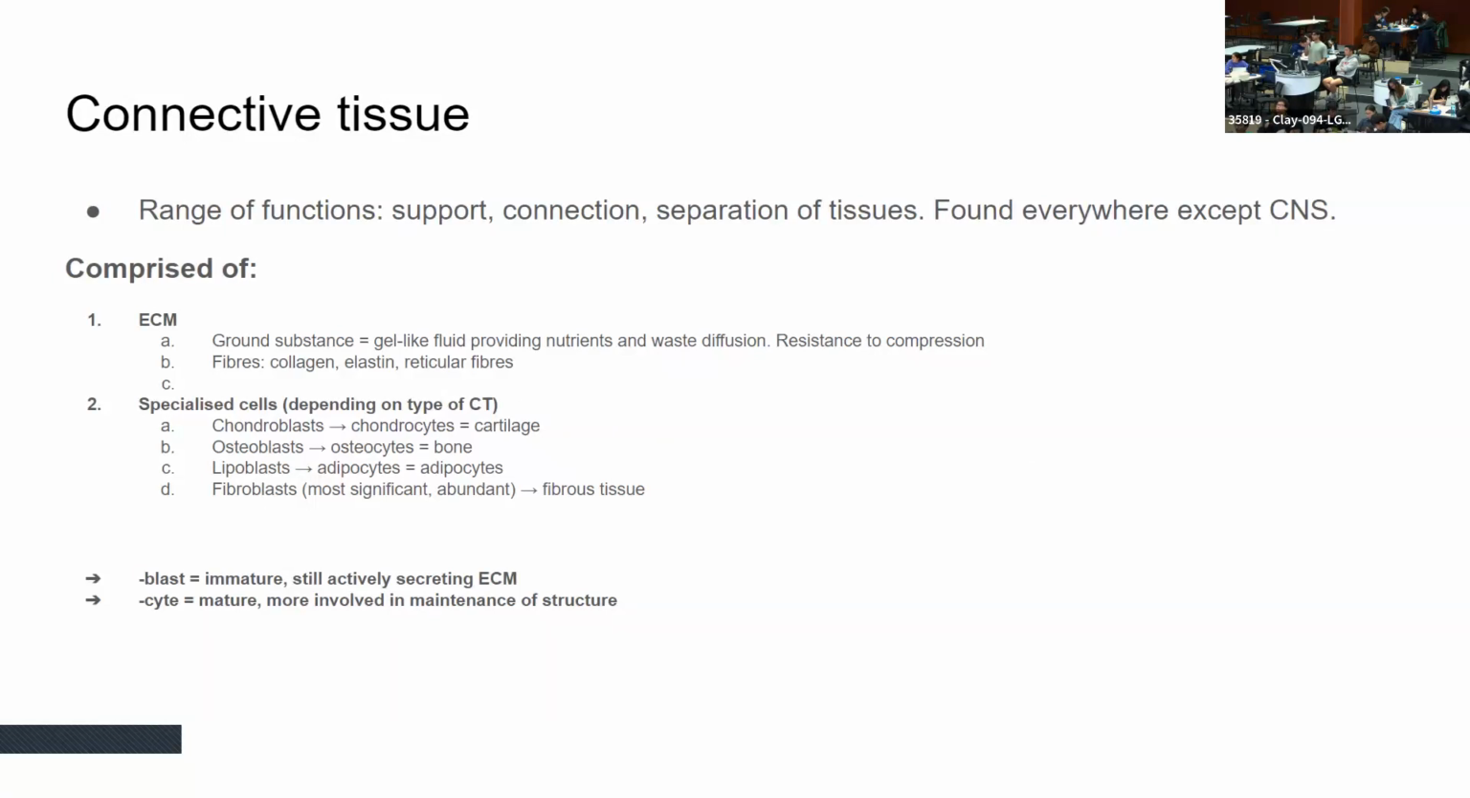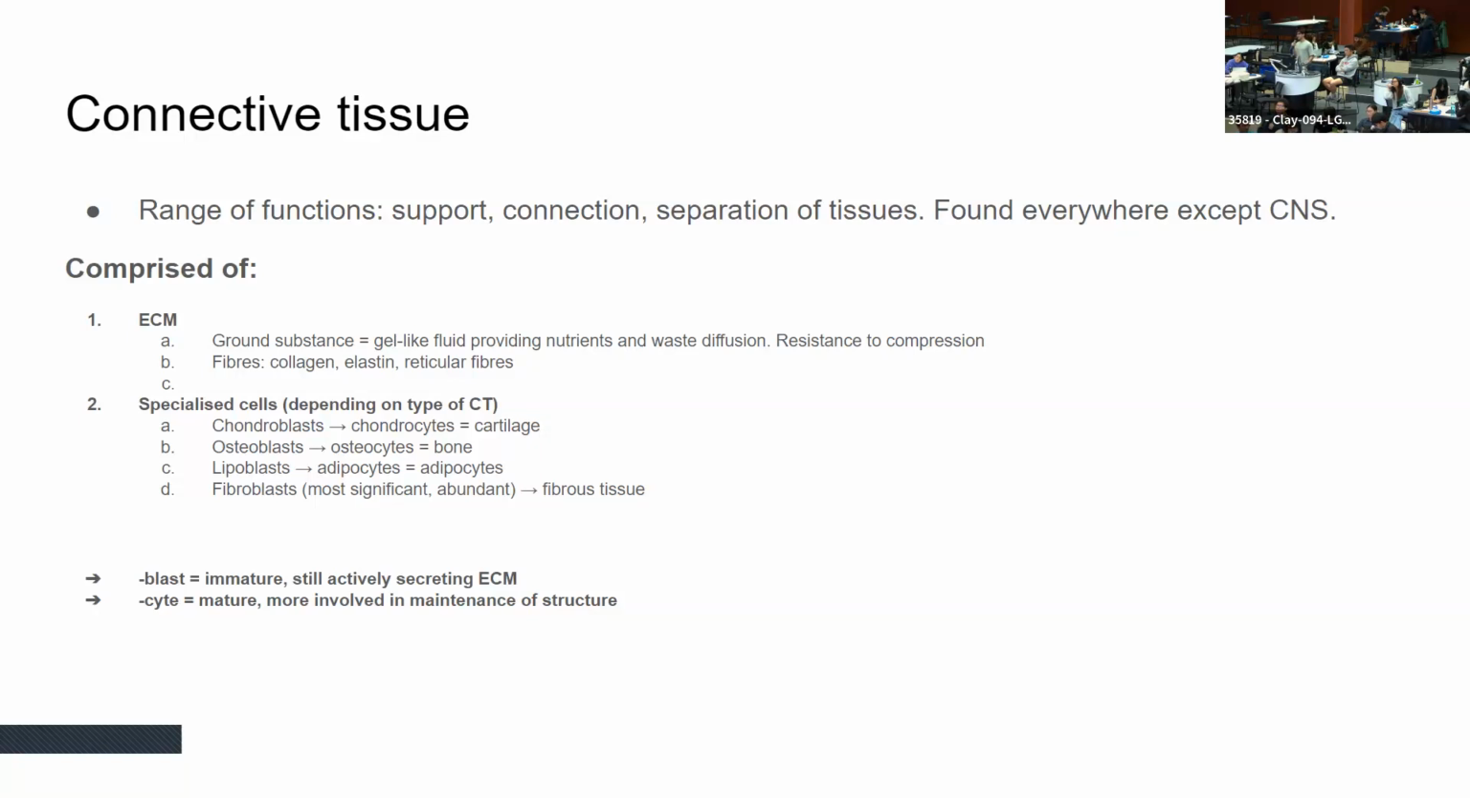In our extracellular matrix, we've got our ground substance, which is a gel-like fluid providing nutrients and waste diffusion, and we've also got our fibers that we'll cover soon. In addition, we've got these specialized cells, and these are the cells that maintain the connective tissue.